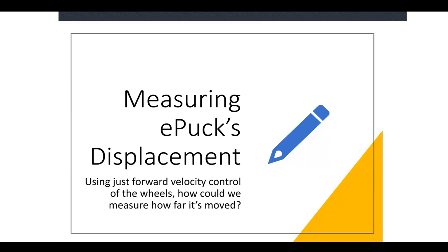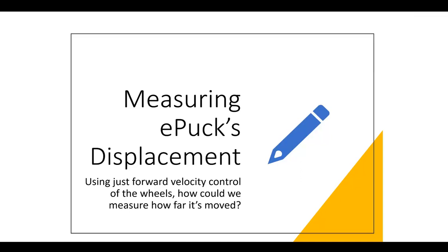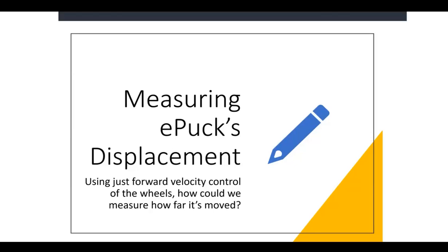So just using, say, forward velocity control on our wheels, how do we measure how far our robot has moved? What do we need to know in order to do that? Thinking back to our trigonometry or geometry classes: given that I can control how much the wheel is rotating, what do I need to know to figure out how far I've gone? Okay, so the diameter of the wheel. If I have the diameter of the wheel and I know how much I've rotated the wheel, I can figure out how much of that wheel has moved on a given surface.